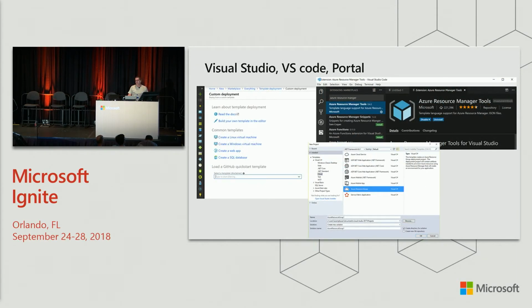So in order to create these things, we have support in Visual Studio Code, Visual Studio, and in the portal. Inside of Visual Studio Code and the portal, there are also links out to the Quick Starts template library. There's in the region of 700 templates in that library. You can take them and use them as they exist. You can learn from them. You can modify them and use them. You can contribute to that library.